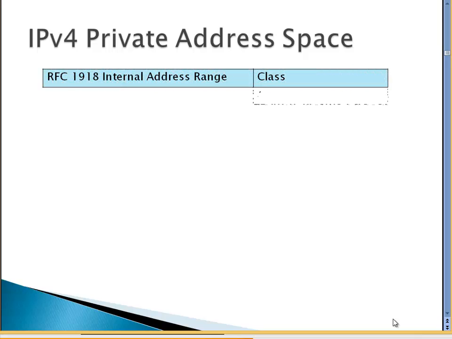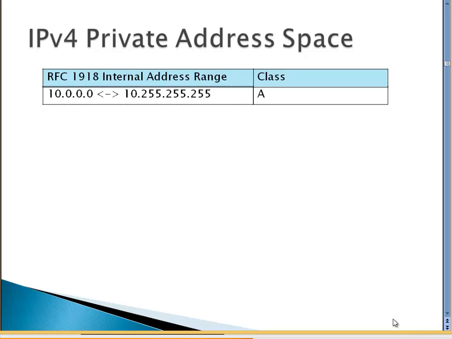IPv4 private address space. So we have class A. You remember the range? I hope you do. If you reach this stage of the CCNA studies, you should know them. 10.0.0.0 all the way up to 10.255.255.255. This is the easiest.